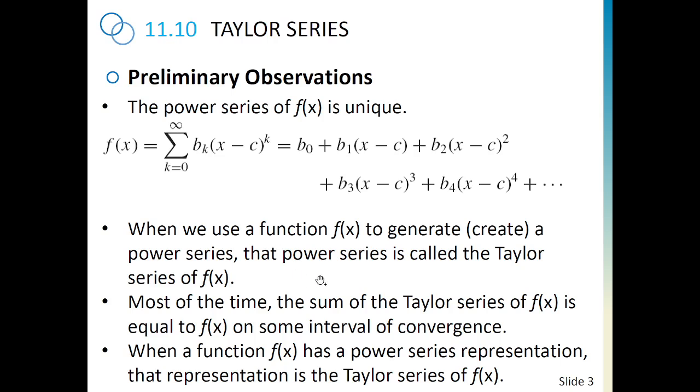So as usual, this Taylor series will be a power series, and then we need to find the interval of convergence using the ratio test as usual. Now what we will observe is that when we take a function f and we generate a power series, that power series is called Taylor series, and Taylor series is the power series also for the function.